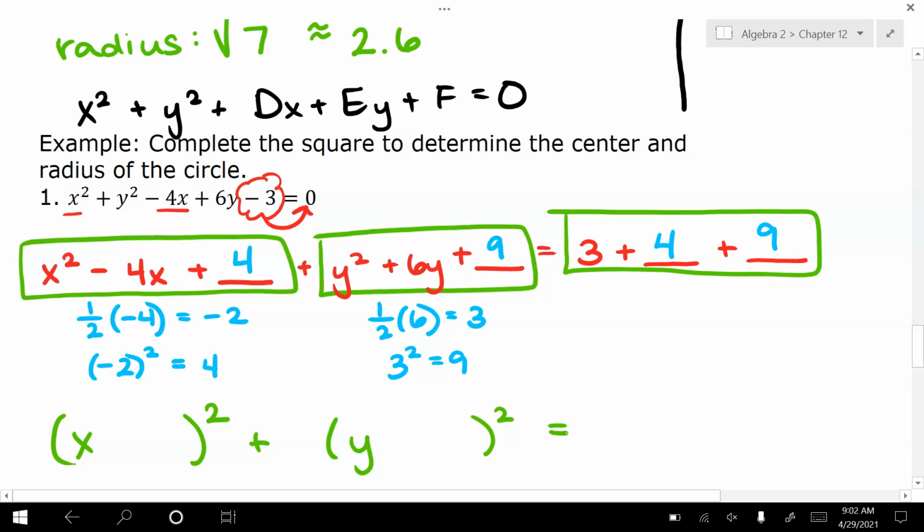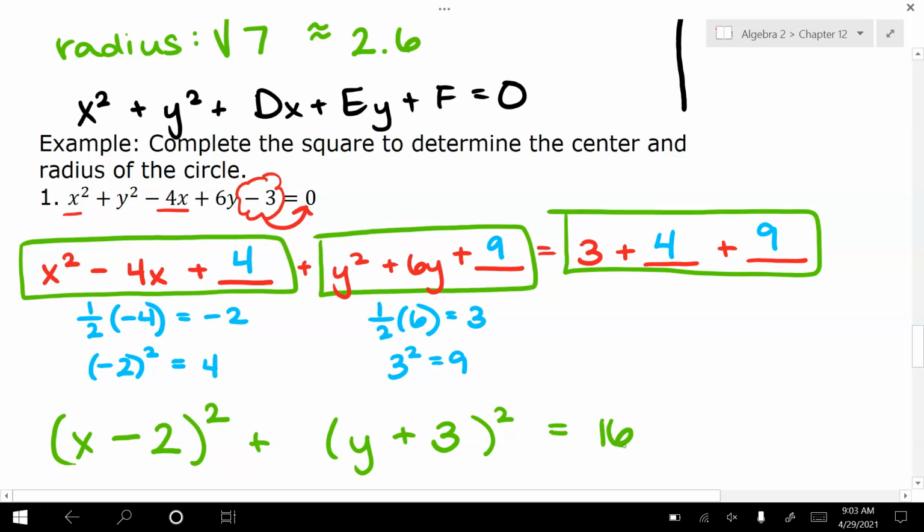To figure out what number goes in there, you look at the process that you did to fill in that blank. So when we did half of b, I did half of -4, half of 6. That number that I got there is the number that goes down when I'm trying to write this as a binomial. So it's going to be x minus 2 and y plus 3. The reason why it's those numbers is because if I take -2 times -2, I get that positive 4. And if I add -2 and -2, I get -4. So it's that factoring process. Now 3 plus 4 plus 9, that's going to be 16.